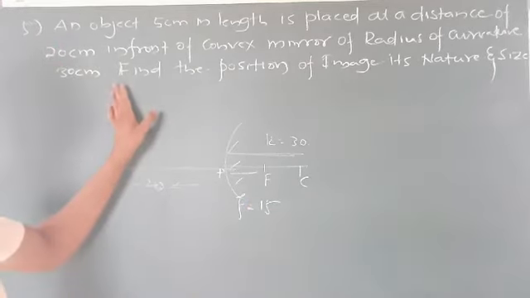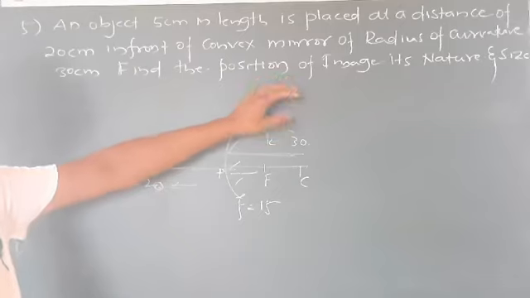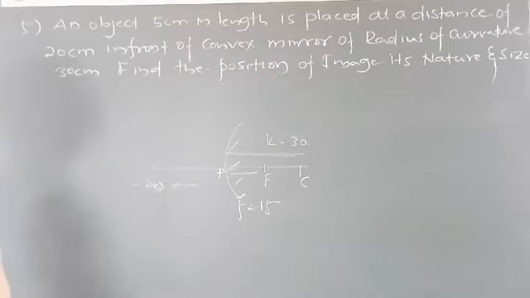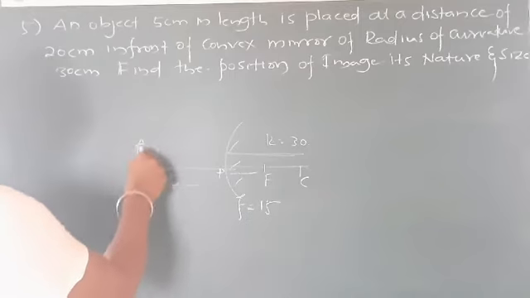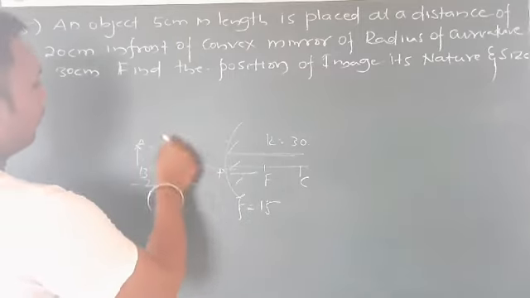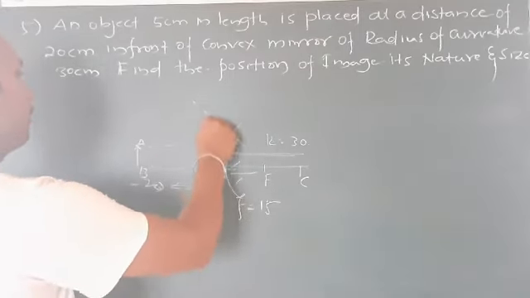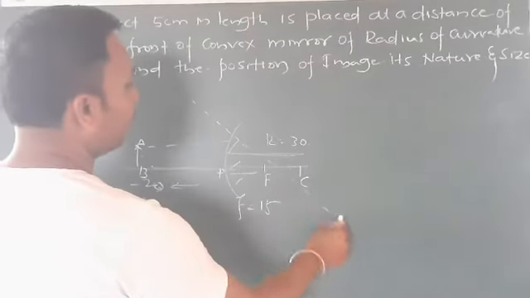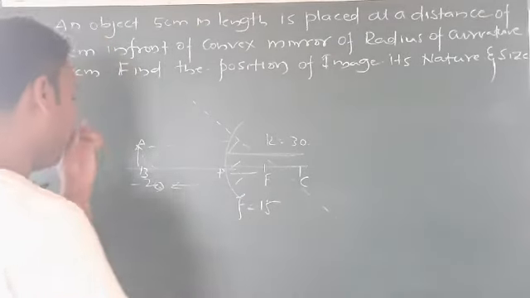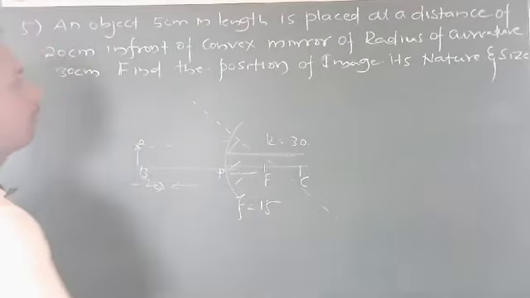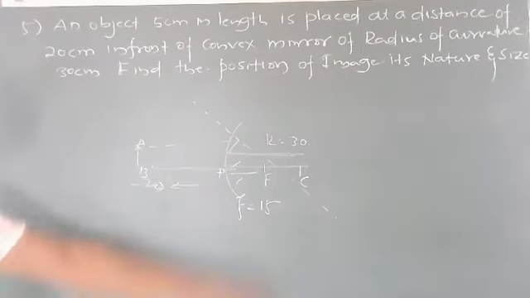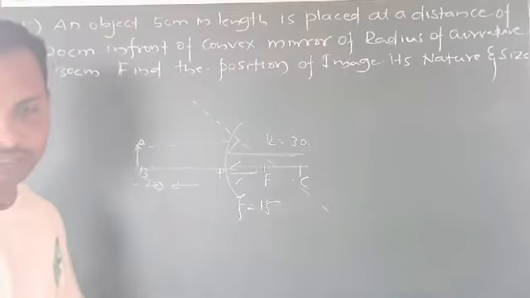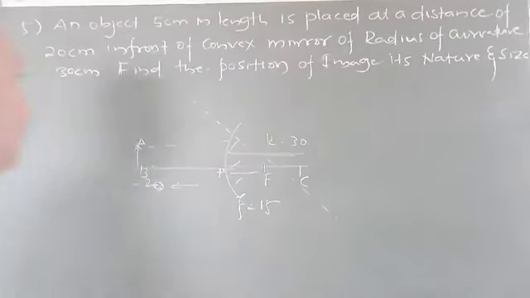Then we need to find the position of image. Where is the position of image? Suppose the object is here, A, B. One ray will be formed, and after that it will be reflected back like this, and the apparent ray will be formed. So where will the image be formed? Find the position of the image, its nature and size. We need to find the position of the image here.